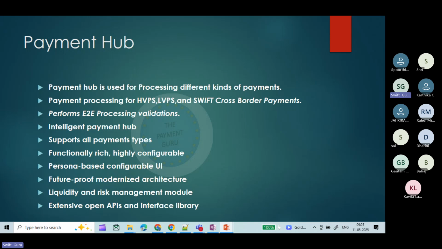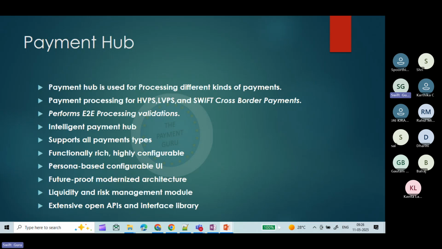The one which I was telling you some time back, right? If a customer chooses the NEFT payment system or IMPS payment system or a book transfer or a cross-border payment system, all different kinds of payment systems, once the customer requests, the payment engine processes in one single place. You do not have to go to different applications at the bank side. So this kind of payment engine performs end-to-end processing and validations, and is intelligent. Payment hubs support all the payment types, functionally rich, highly configurable.